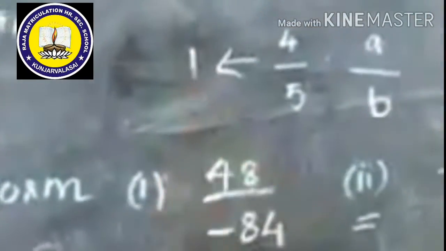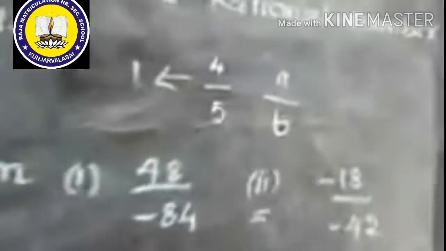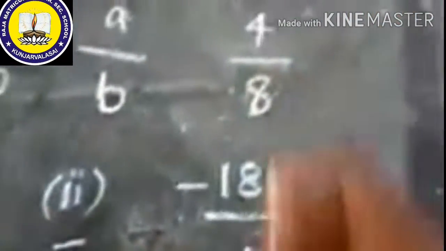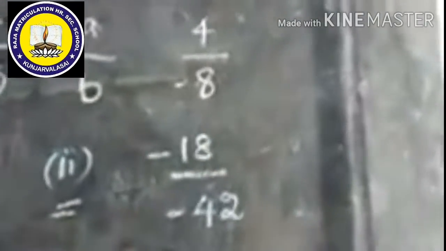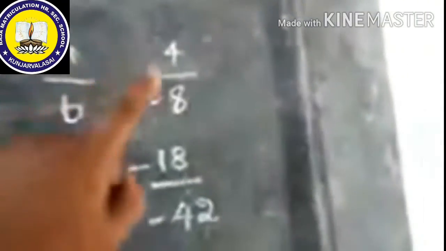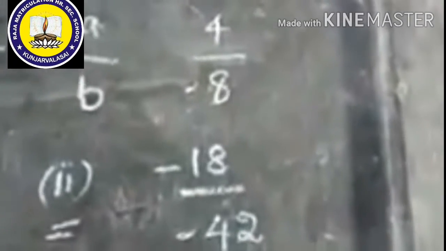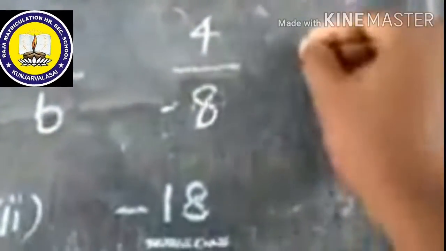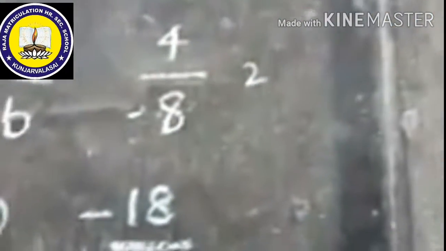I give one more example for you. 4 by minus 8. I give the example with a negative denominator. Observe this number and think about whether this is the standard form of a rational number or not. Here 4 and 8 have so many common factors, which means we can divide 4 and 8 by the 2 table, and also we can divide them by the 4 table, and also by 1.